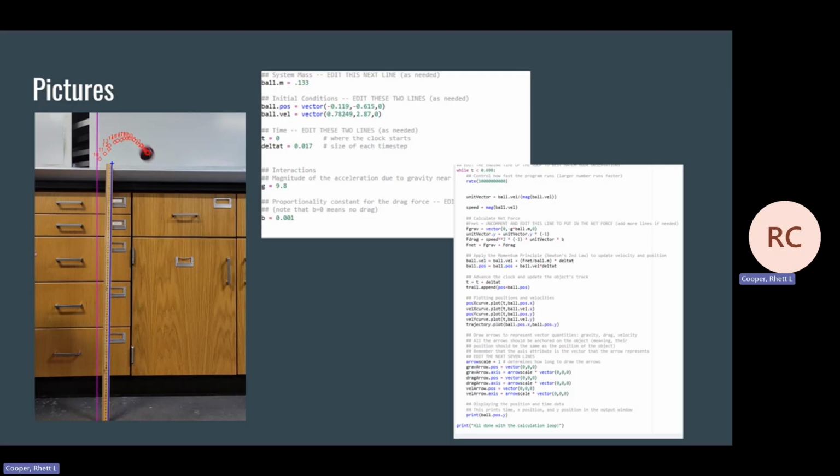Then we got our initial velocity. We put the delta time for our code the same as the delta time in the video, and we have our gravity constant and our drag constant. Then of course we had the rest of our code, where we got a unit vector, the speed, we found the net force, position update, velocity update.